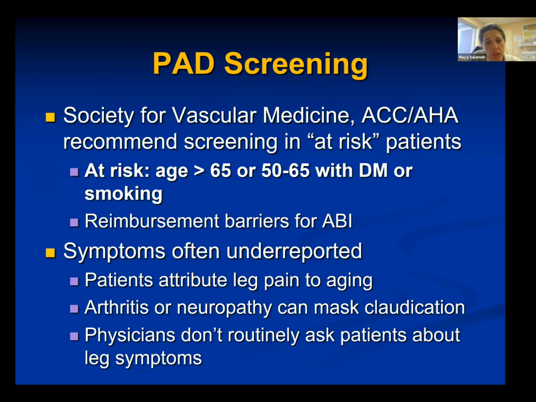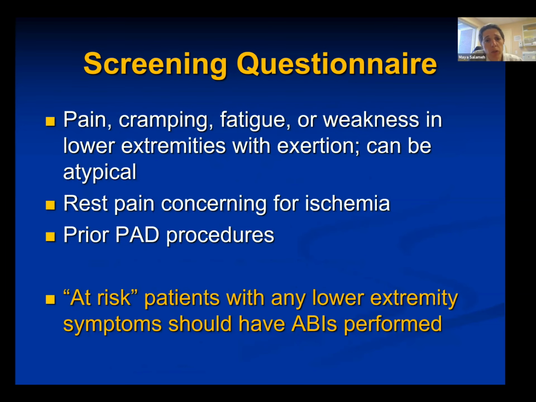The other issue is that symptoms go underreported. As I mentioned before, patients have very atypical leg symptoms, which they often attribute to aging, arthritis, or neuropathy, so they don't bring it up to their physician. Conversely, physicians don't routinely ask patients about their leg symptoms either. One thing we could do in a primary care setting is have some sort of screening questionnaire when patients come in, and ask them in detail about leg symptoms, any fatigue or weakness in the extremities with exertion, and any prior PAD procedures in their history. Certainly, at-risk patients who have any lower extremity symptoms, even if atypical, should have ABIs performed to look for PAD.